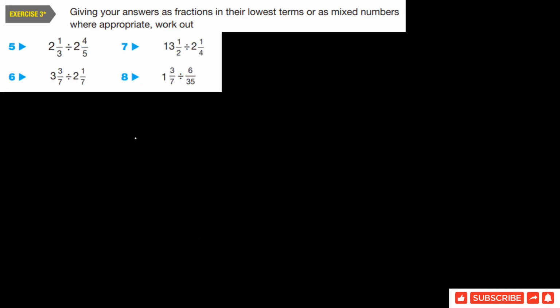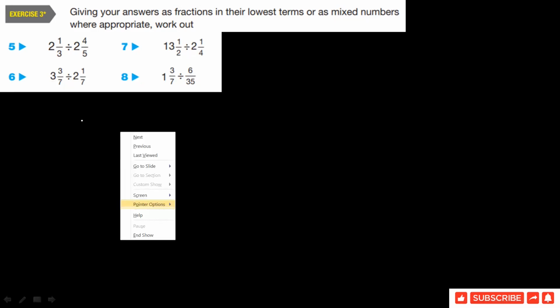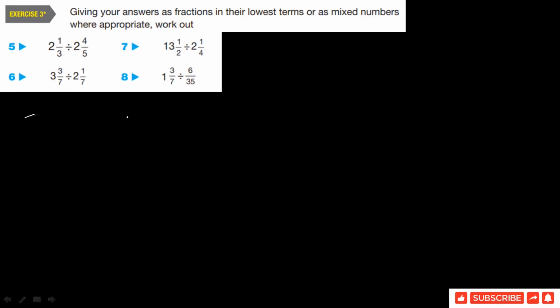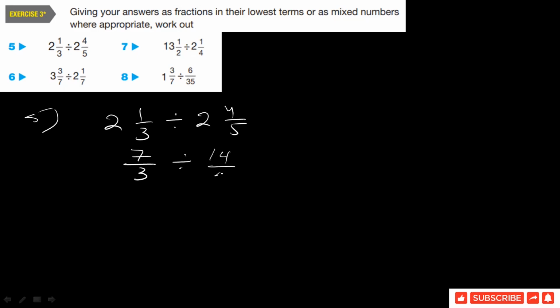Question 5 is the same and will follow the same strategy. Question 5. We follow the same strategy. 2 whole 1 upon 3 divided by 2 whole 4 upon 5. Now we convert into improper fractions. 2 times 3 is 6, which plus 1 is 7 upon 3. Divided by 5 times 2 is 10, 10 plus 4 is 14 upon 5.